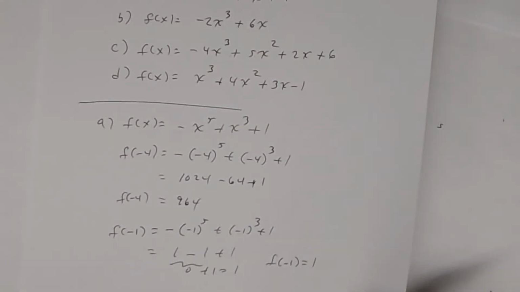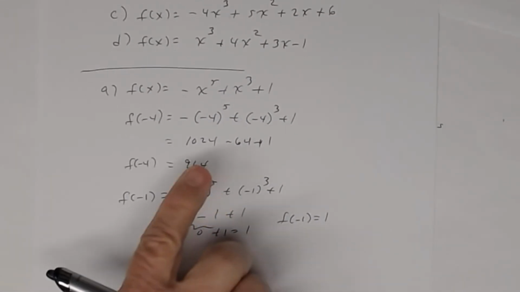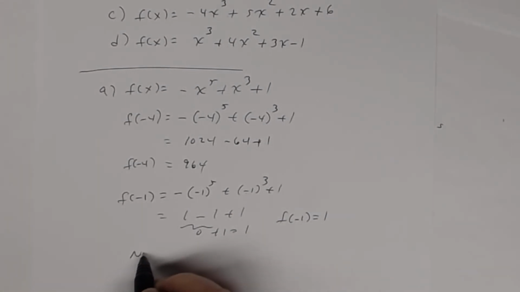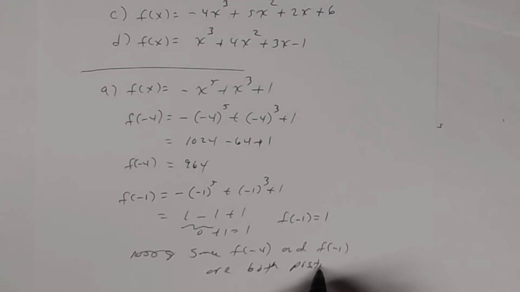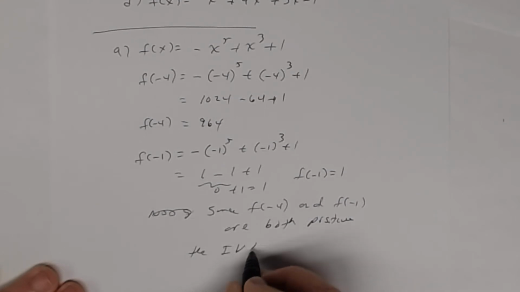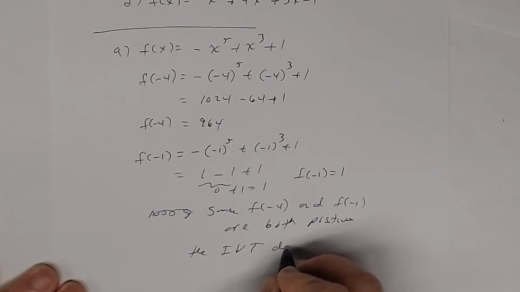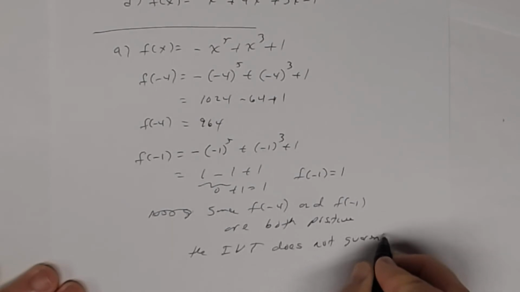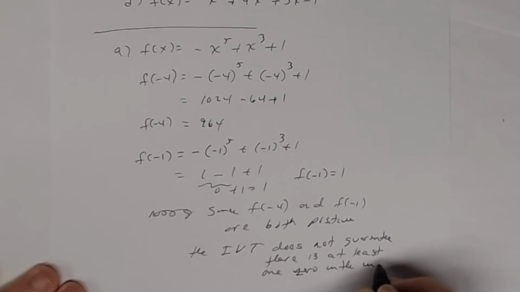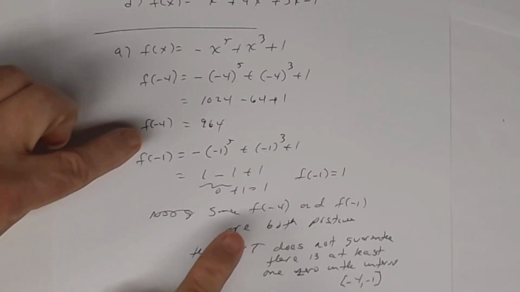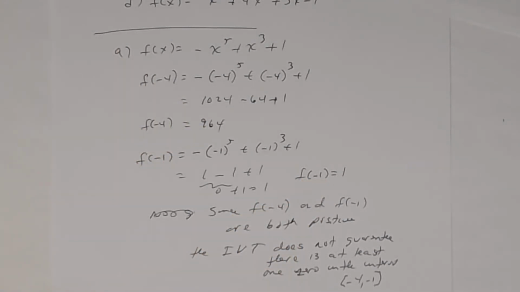So the intermediate value theorem does not guarantee there's at least one 0 here. There's no guarantee since f of negative 4 and f of negative 1 are both positive. The intermediate value theorem, IVT, does not guarantee there's at least one 0 in the interval negative 4 to negative 1. Remember, in order to guarantee, one has to be positive, the other one has to be negative.